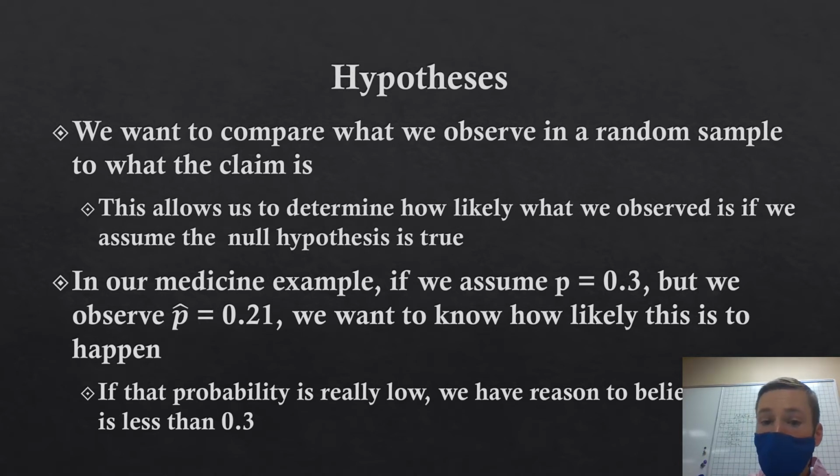And what we want to know is how likely is it to occur that if the true proportion really is 30%, to find a sample where that is only 21%. Okay, so if that probability is really, really low, we have reason to believe that, hey, maybe that P isn't actually equal to 30%. It might actually be less than 30%. Okay, so again, we're starting with our original claim. We're comparing that claim to what we observe in our sample. And then we want to know, is that far enough away from what we assume to be true in the beginning to lead us to believe that maybe that isn't true after all?